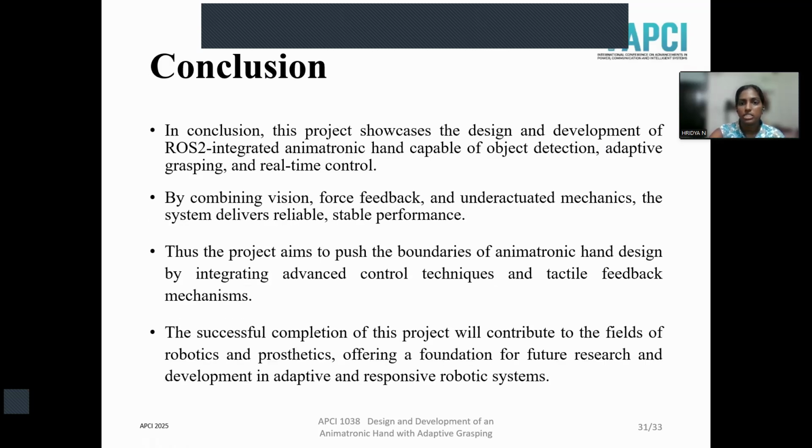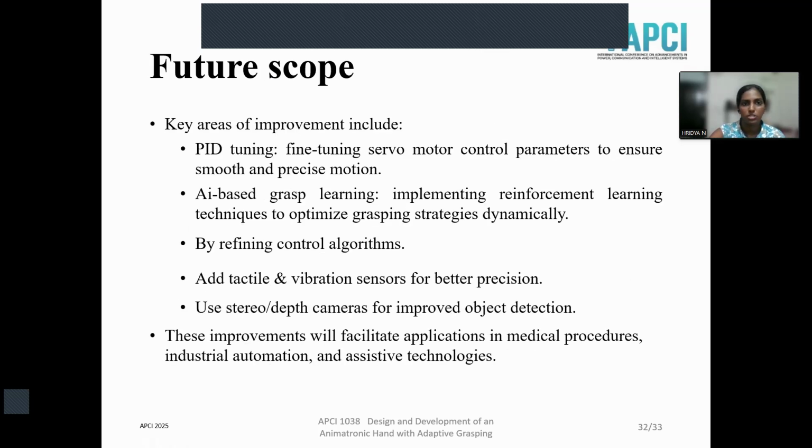So this project showcases the design and development of a robotic integrated animatronic hand capable of object detection, adaptive grasping and real-time control. By combining vision, force feedback and underactuated mechanisms, the system delivers reliable, stable performance. Thus, the project aims to push the boundaries of animatronic hand design by integrating advanced control techniques and tactile feedback. The successful completion of this project will contribute to the field of robotics and prosthetics.